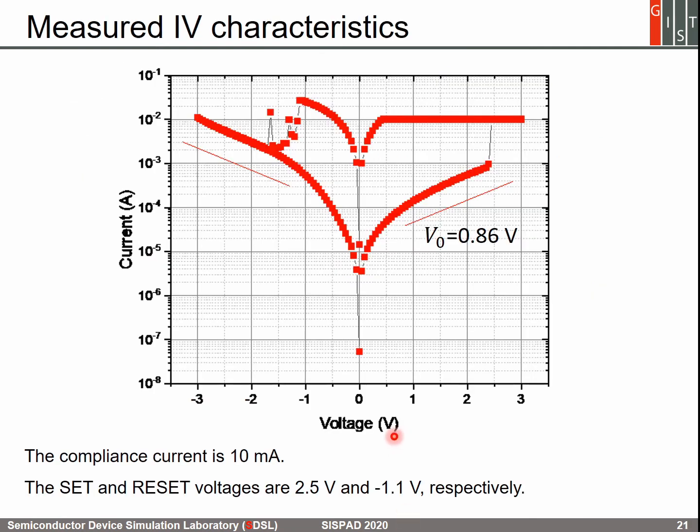The measured IV characteristics at room temperature are shown. The compliance current is 10 milliamperes. The set and reset voltages are 2.5 volts and minus 1.1 volts, respectively. When measured at 0.1 volt, the HRS resistance is 13.6 kilo ohm and the LRS resistance is 48.5 ohm. The ratio is about 280.